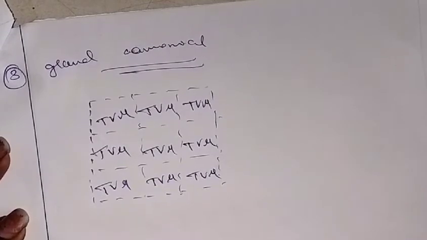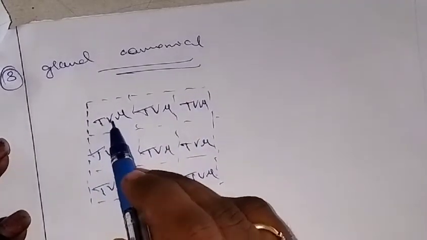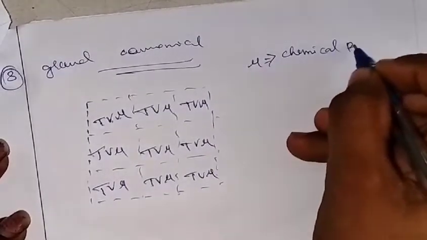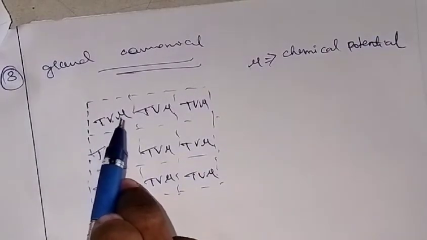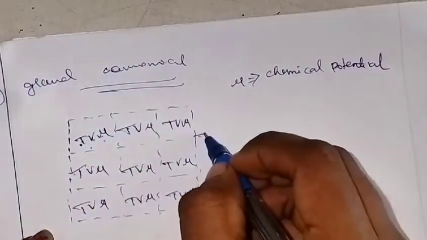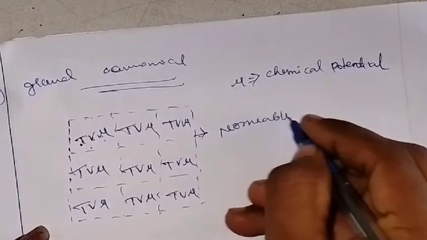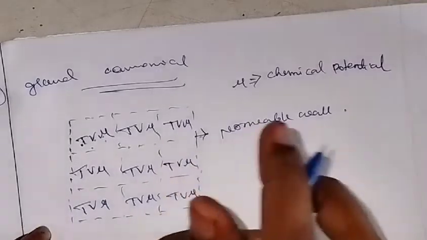Now what is the definition you can write? The definition is that it is made up of a very large number of assemblies having the same temperature, same volume, same chemical potential. But what about the wall? It is not rigid, it is not even closed, and you can see there is a gap. That means it is a perforated wall, or a permeable wall. These are representing permeable wall or perforated wall.